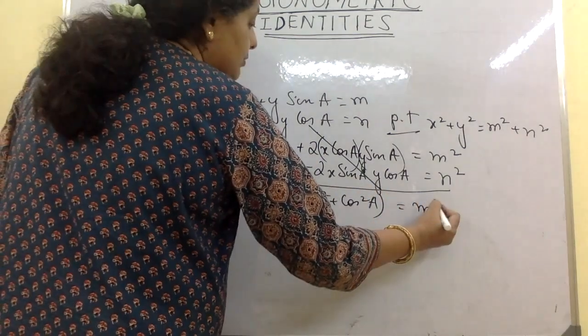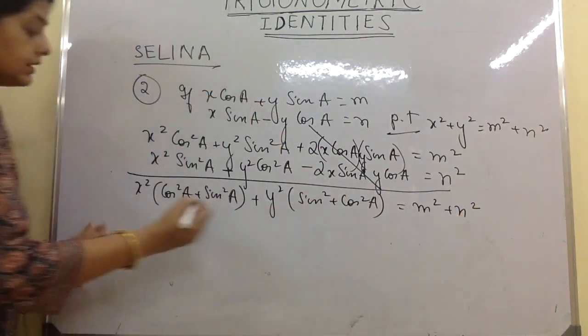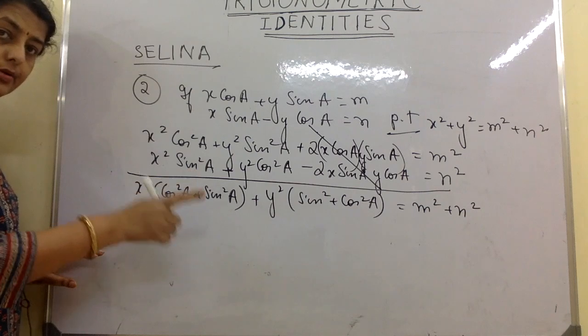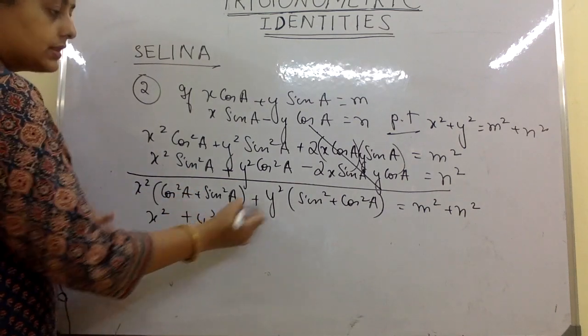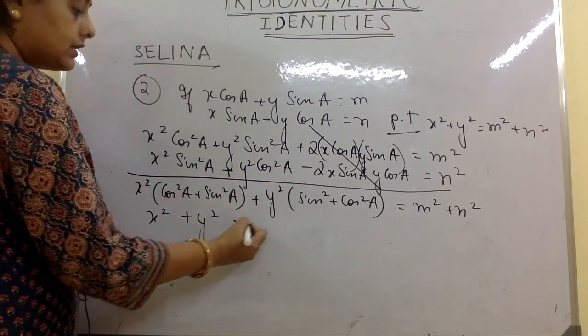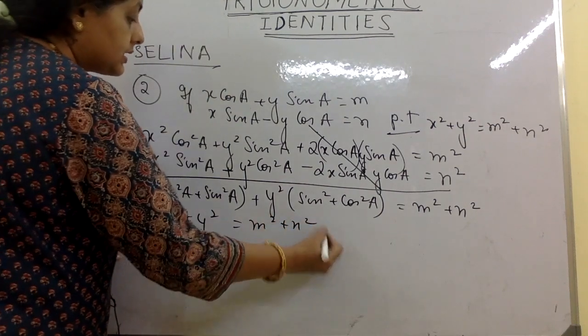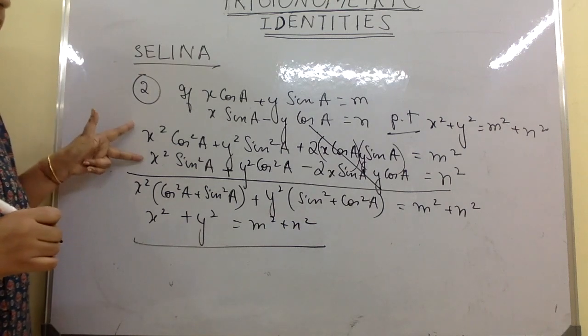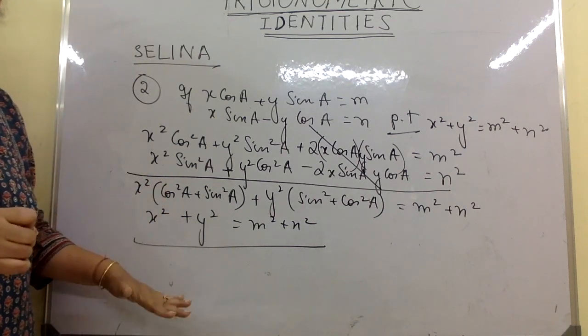It is m square plus n square, then x square, because cos square a plus sin square a is 1, plus y square, this is also 1. So that is equal to m square plus n square, hence proved. So दो ही statements में मैंने sum को complete कर लिया.